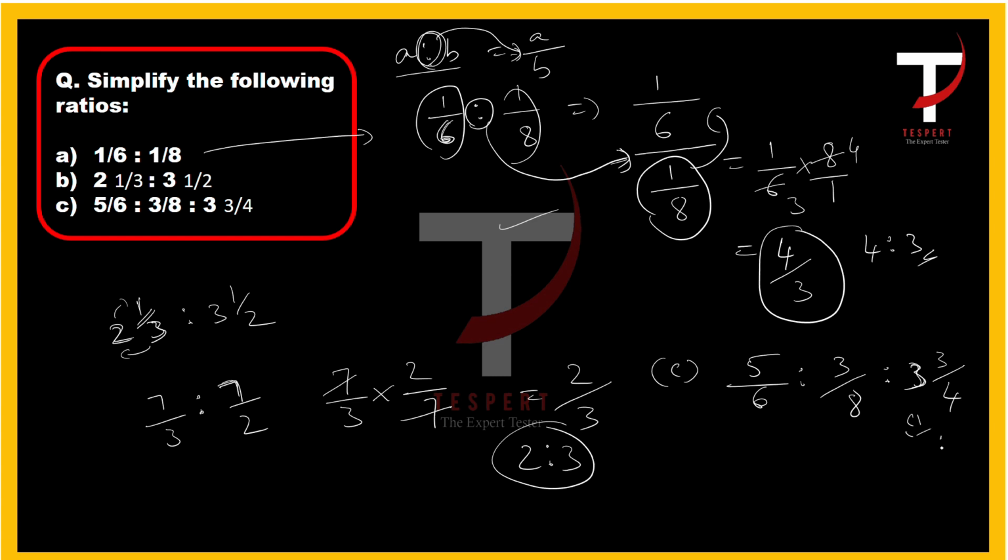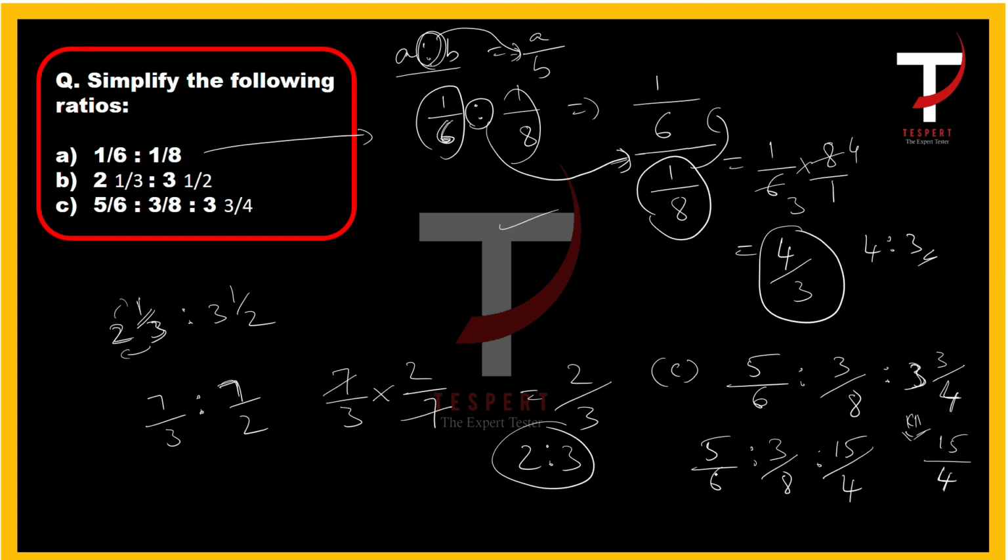15 by 4. 4 3s are 12, 12 plus 3 is 15. 15 by 4, right? So 5 by 6 is to 3 by 8 is to 15 by 4. So how can we solve this?